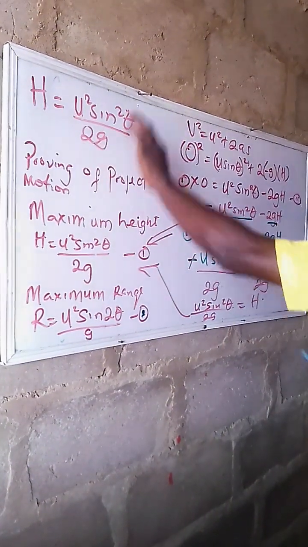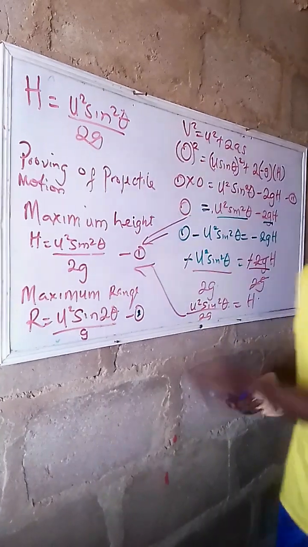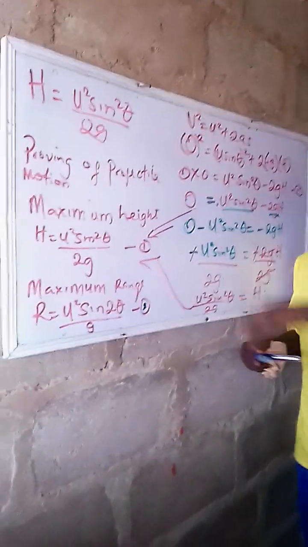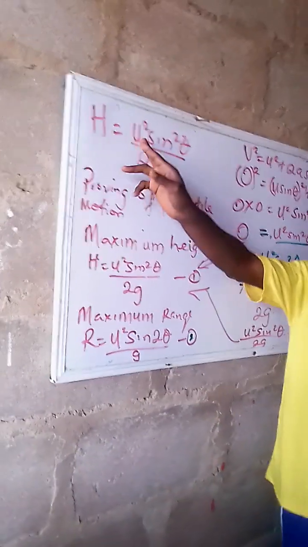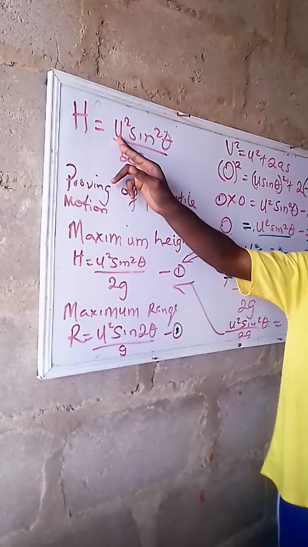Make sure when you get to this in the exam, try and tell them the name. Each particular parameter signifies a name, where h happens to be the maximum height. u happens to be the initial velocity.